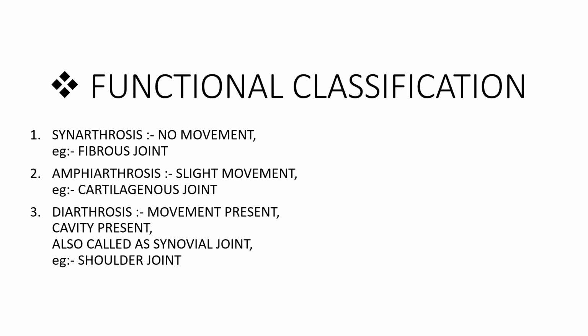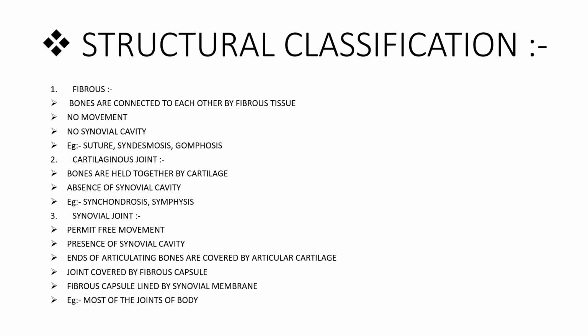Now further, we will study about the structural classification of joint. In this, we will be studying three types. First is the fibrous joint, second is the cartilaginous joint, and the third one is the synovial joint.